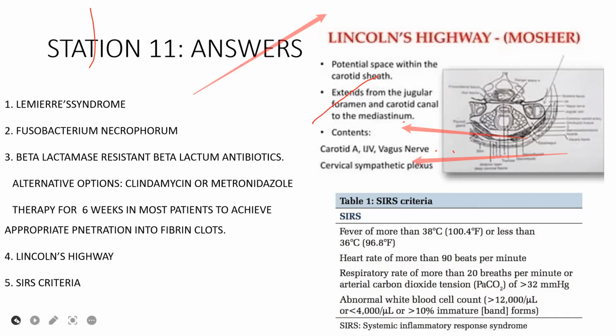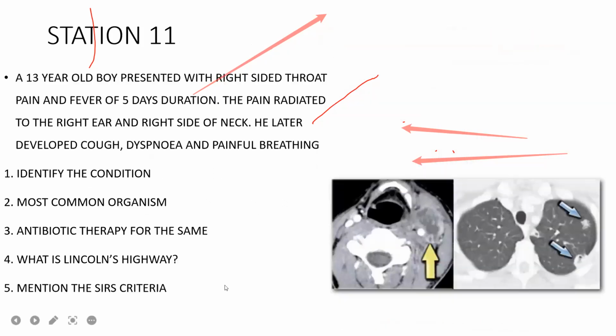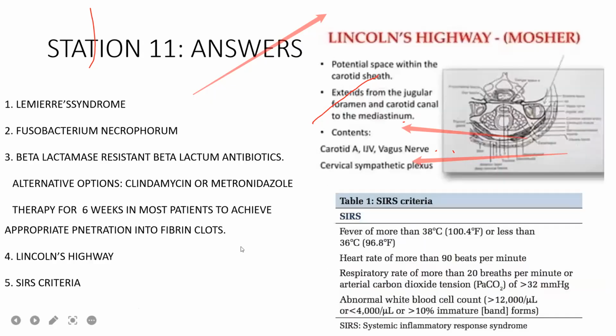So about this case, everything is written on the slide, so you should read everything. The commonest organisms mentioned, antibiotic use. Then what is Lincoln's syndrome? They usually ask. Then the search criteria. So this is only a guideline. You should read everything. Okay.